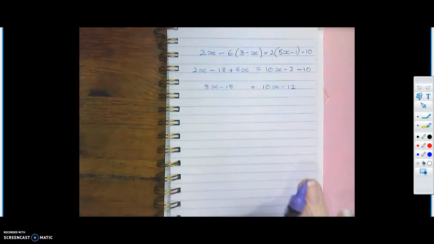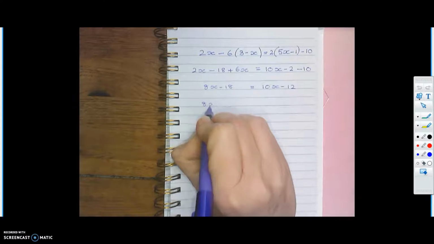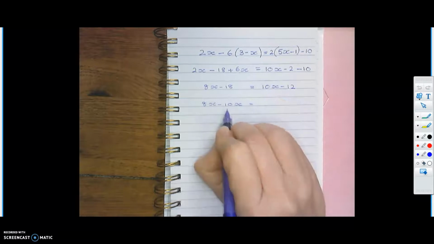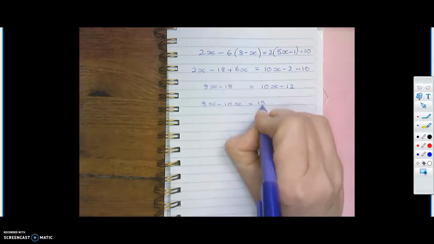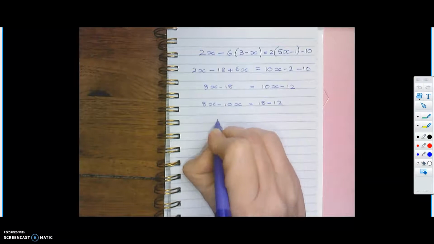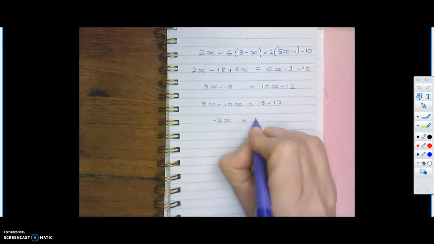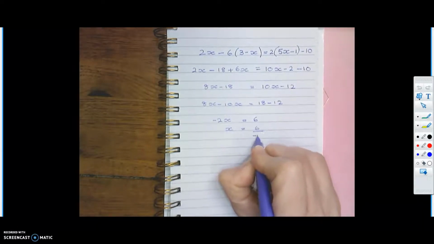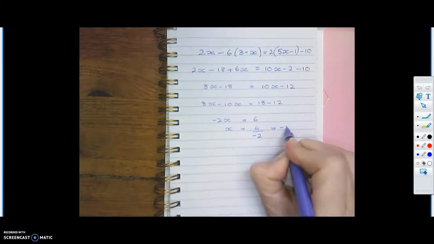Tidying up, if I make all the x's on one side and all the numbers on the other, I go 8x minus 10x, so I brought my 10x over and it changed to a minus 10. And I have an 18 going over, so it's plus 18 now, and the minus 12 stays there. So I get 8x minus 10x, which gives me 2x, but it's a minus 2x, is equal to 6. So x is equal to 6 divided by minus 2. I keep the sign because I'm dividing by it. So my answer is minus 3.